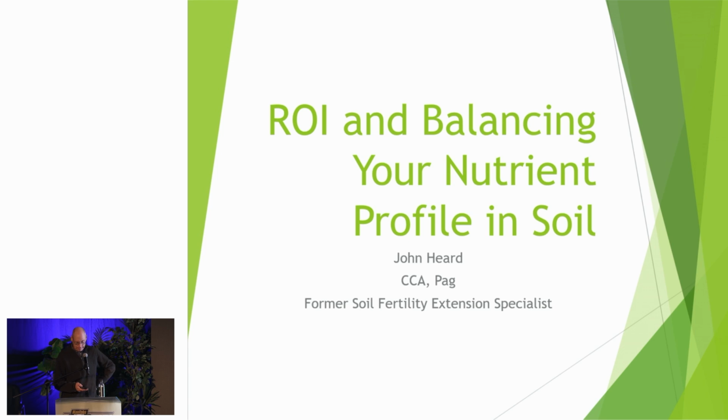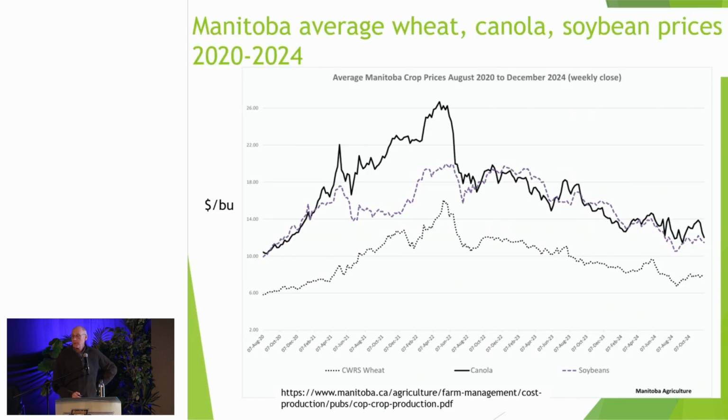So let's start. If there's going to be an economics talk, I'm going to have to start with crop prices. And this I borrowed from Manitoba Agriculture's cost of production. Just looking at the trend over the last 5 years of prairie crop prices. I don't know where it's going to go from there, although they put a projection for 2025 on there. But it's tailing off. 2022 was when we saw some peaks in prices. Since then, that's tailing off.